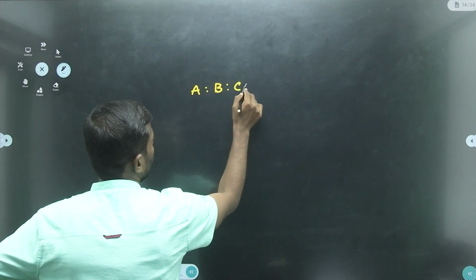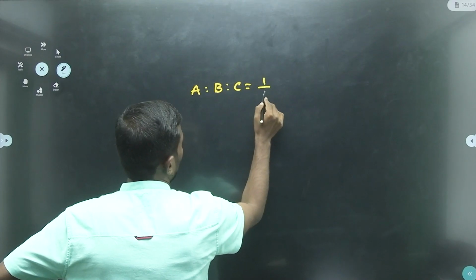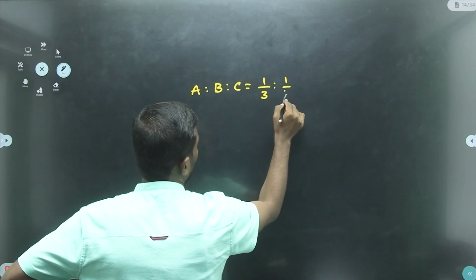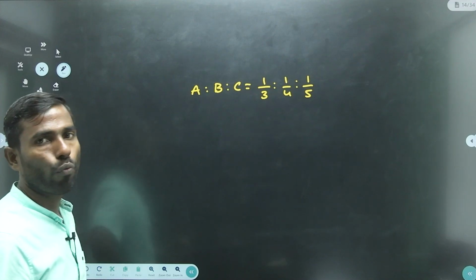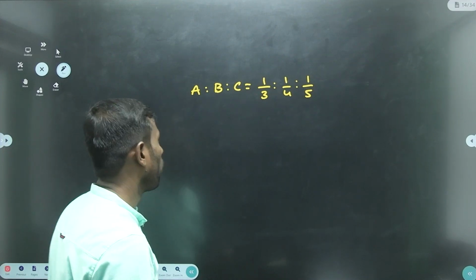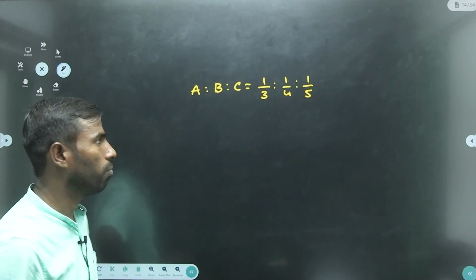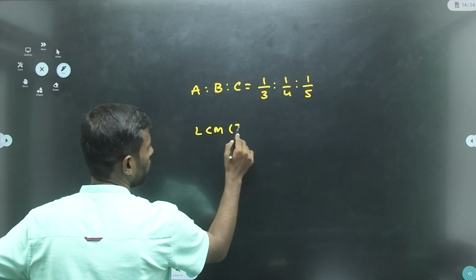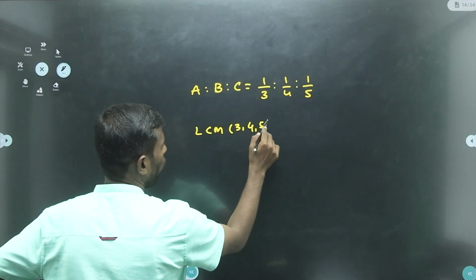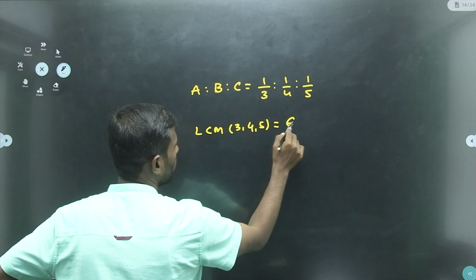A ratio, B ratio, C, which is equal to 1/3 is to 1/4 is to 1/5. What is the ratio of A is to B is to C in an integer form? Okay, so take the LCM of 3, 4, 5. 3 4s are 12, 12 5s are 60.